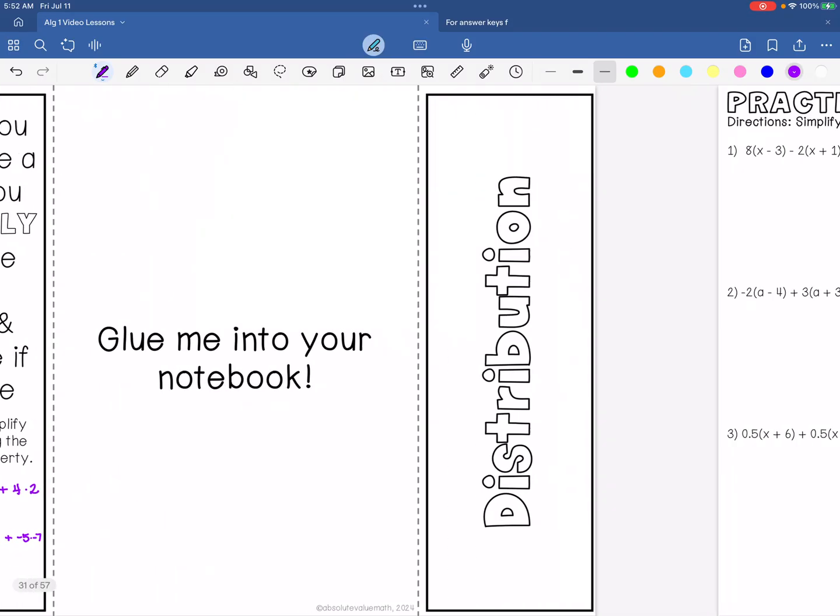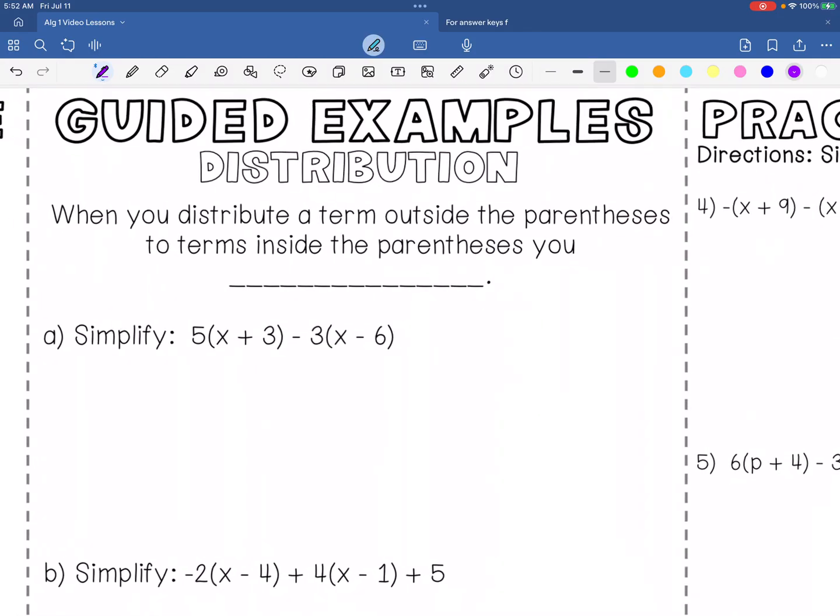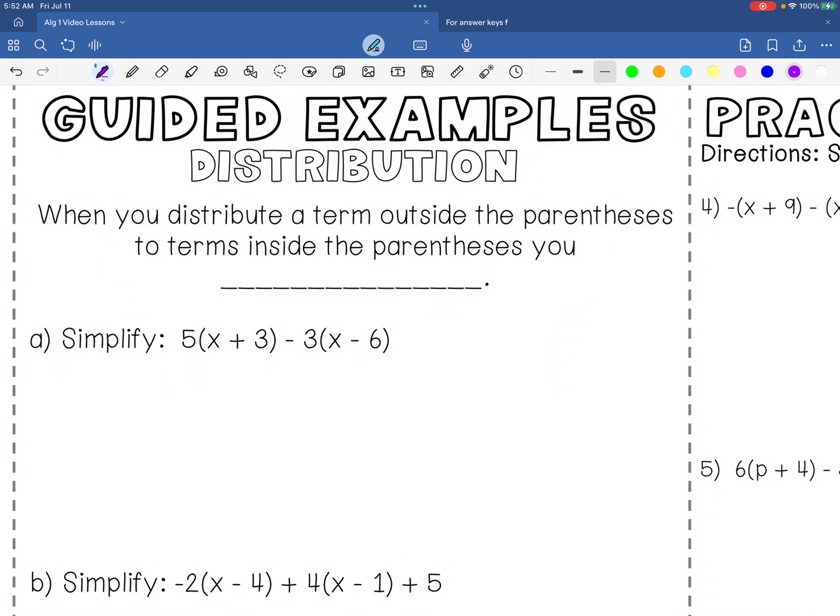We can use the distributive property to distribute terms that have variables as well. So when you distribute a term outside the parentheses to terms inside the parentheses, you are going to multiply. Okay, so let's do a couple of examples. So we have two sets of parentheses here, right? We have this set of parentheses subtracted by this set of parentheses.